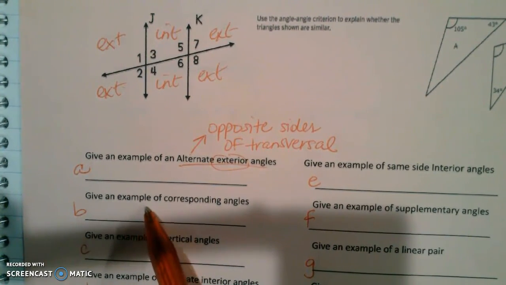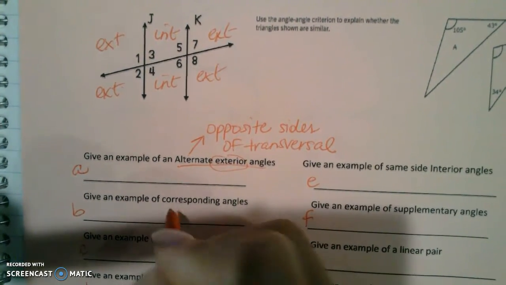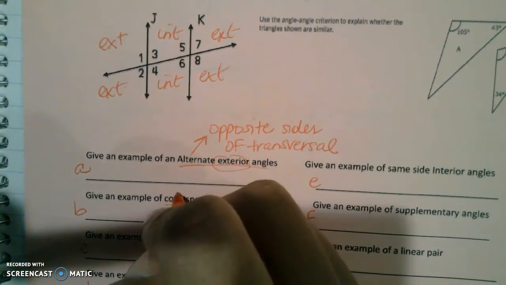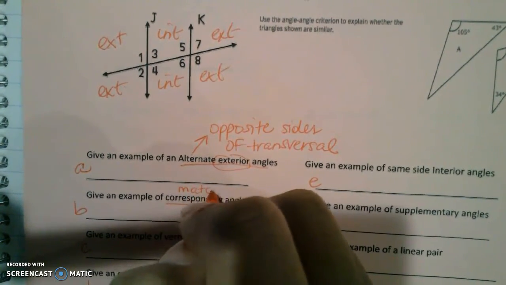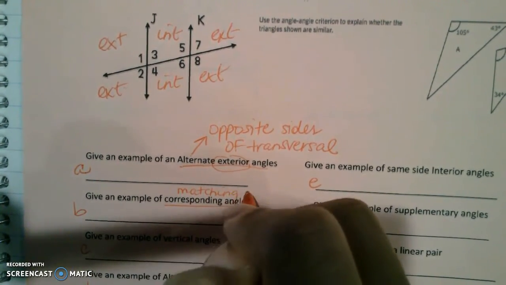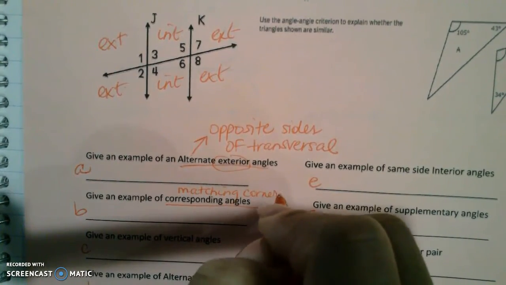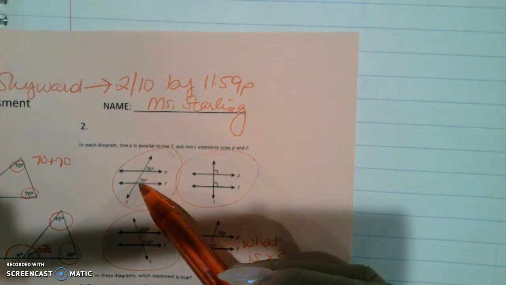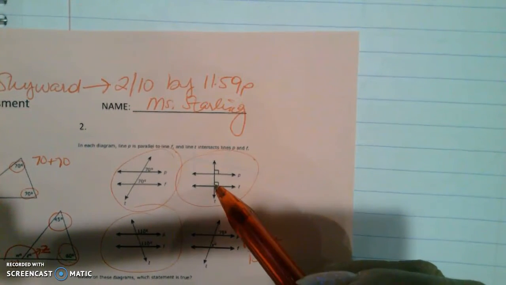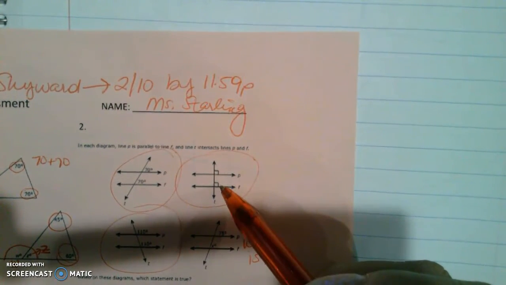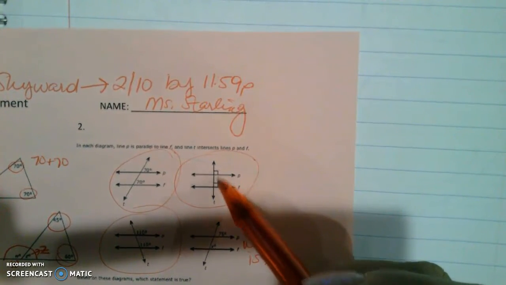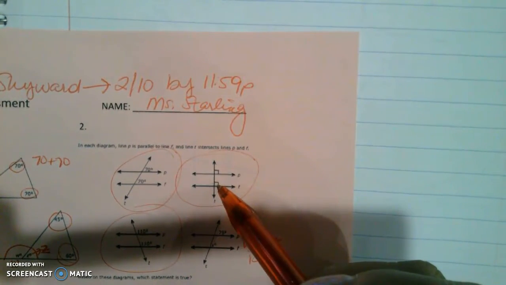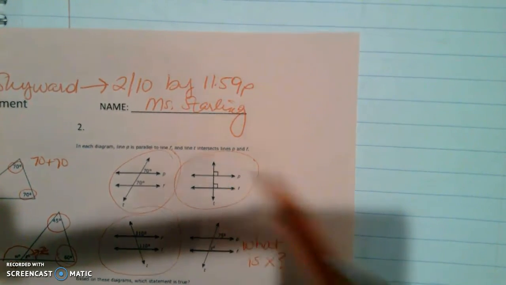Then it says, give an example of corresponding angles. Remember, corresponding angles have matching corners. Kind of like these up here. So if this is 70 degrees and this is 70 degrees, if this is 90 degrees and this is also 90 degrees, these are corresponding angles. Their corners match. They're not exactly in the same place, but they look exactly alike.